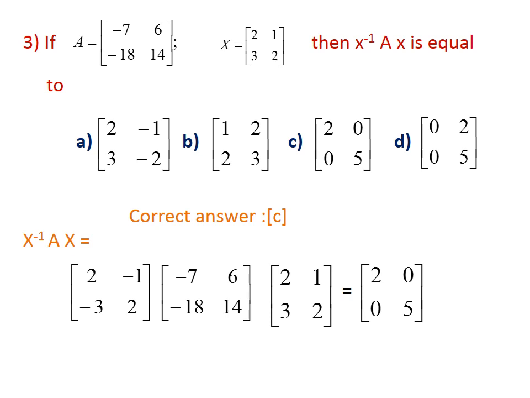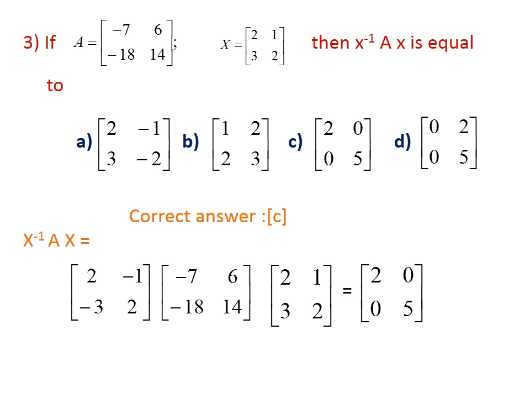Question number 3. If A is the matrix of minus 7, 6, minus 18, 14 and x is the matrix of 2, 1, 3, 2, then x inverse A x is equal to. Here the correct answer is C. The matrix of 2, 0, 0, 5.